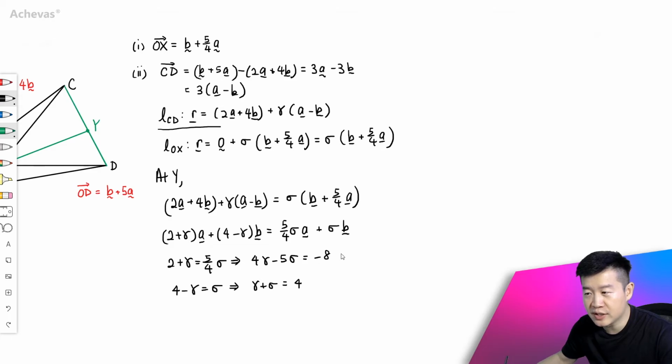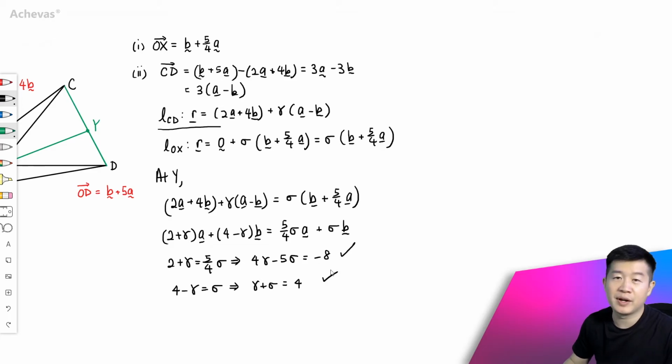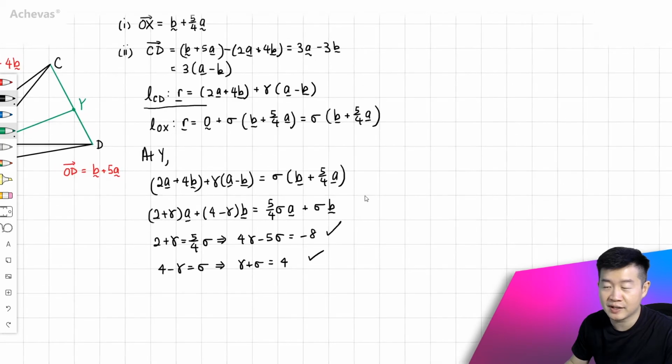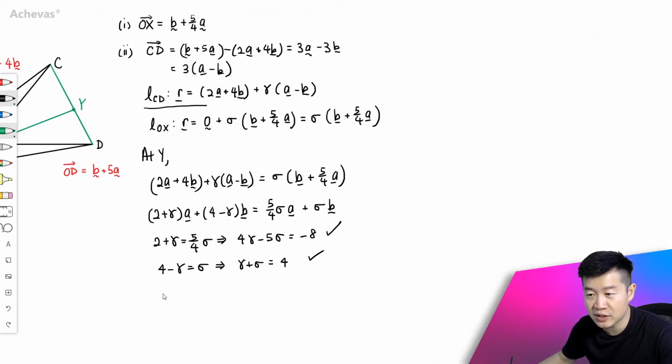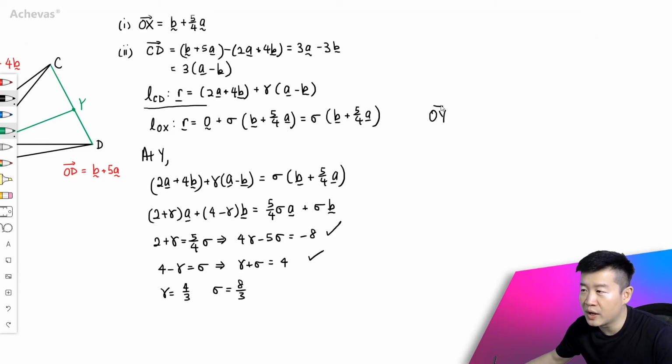So with these two equations, we will just press this into the graphing calculator to solve it as a pair of linear simultaneous equations. That will give me gamma from GC. Gamma will be 4 over 3, and sigma is going to be equal to 8 over 3. This will give me OY, the position vector of Y, by substituting this into here. So OY is going to be sigma, which now we know is 8 over 3, so 8 over 3 of B plus 5 over 4 A.